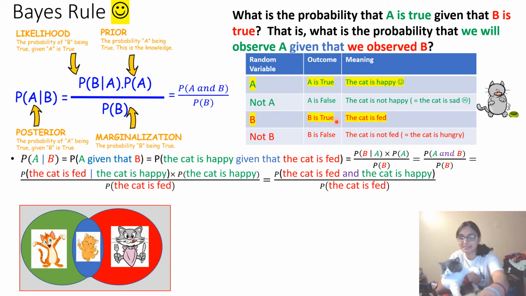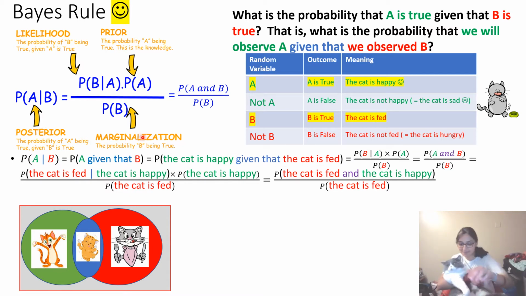And B is if he is fed. Are you fed? Are you hungry? And that's when B is true, then he is fed. But when B is not the case, then he is not fed and he is hungry. He's hangry instead. So what we want to see based on this idea is what is the probability that A is true given that B is true. So what is the probability that this cat is happy given that the cat is fed?